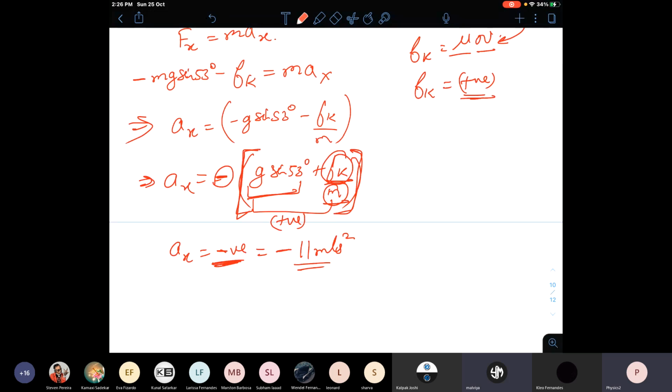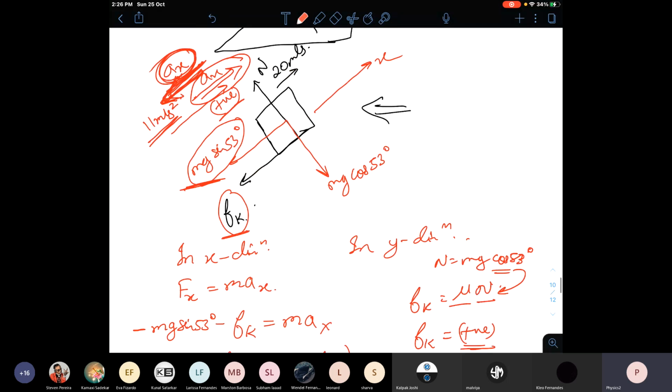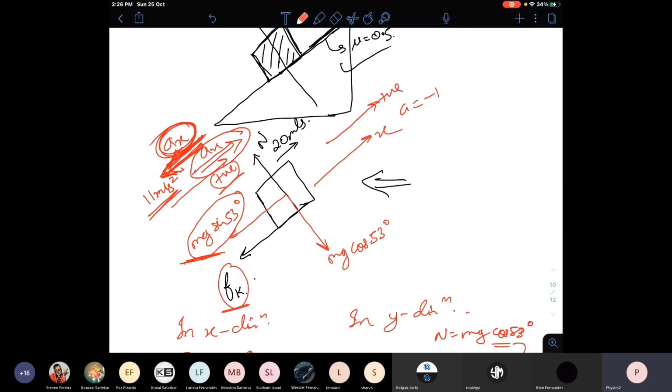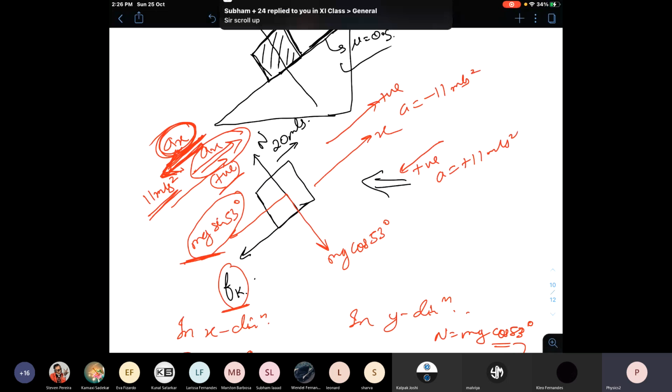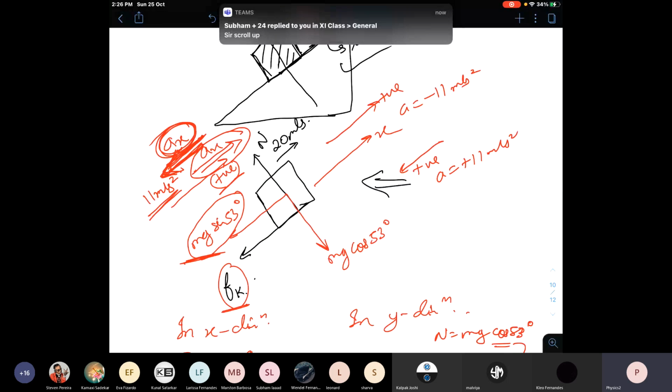So which is the correct answer, minus 11 or plus 11? See, again, both are correct depending on your sign convention. If you are taking this as positive, minus 11 is the answer. If you are taking this as positive, plus 11 is the answer. So depending on your sign convention, your answer will be correct.